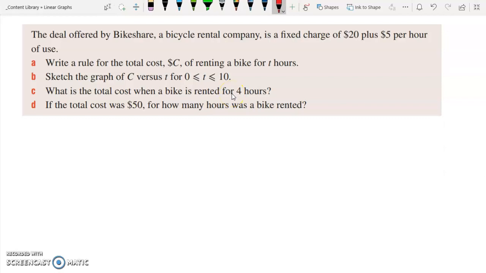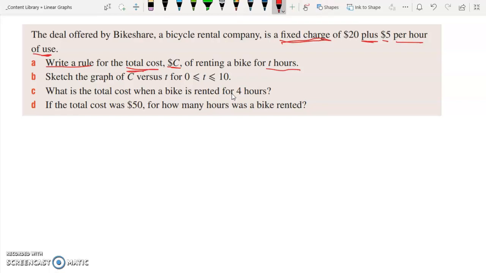Now reading the question here. The deal offered by BikeShare, a bicycle rental company, has a fixed charge of $20. This part here is going to be important. $20 plus $5 per hour of use. Now we want to write a rule for the total cost C dollars of renting a bike for T hours. So total cost is C.